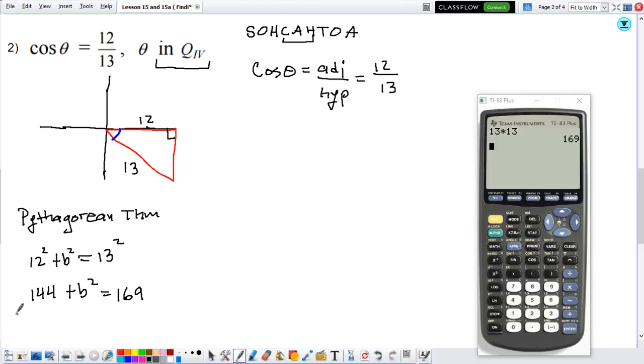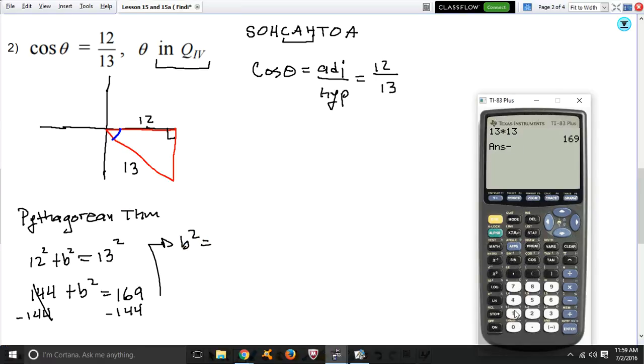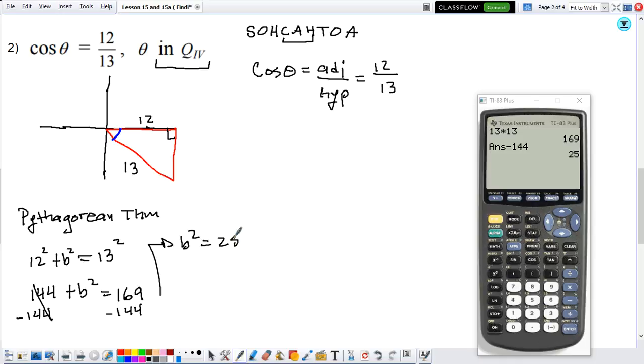So let's solve for that b. So that's minus 144. Let's continue here. So now we have b squared equals 169 minus 144. That gives us 25. So take the square root. So b is equal to just 5. Excellent. So we know that the opposite is 5.